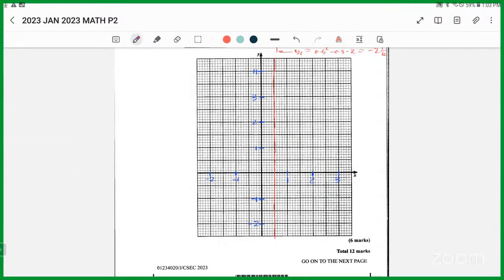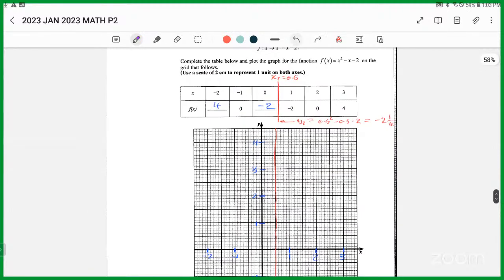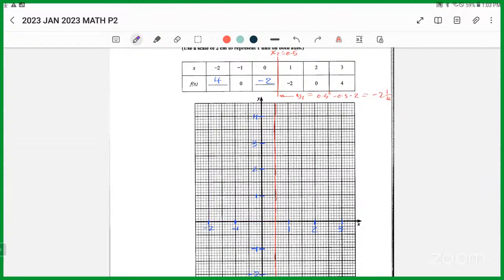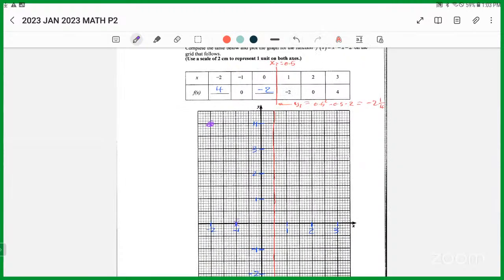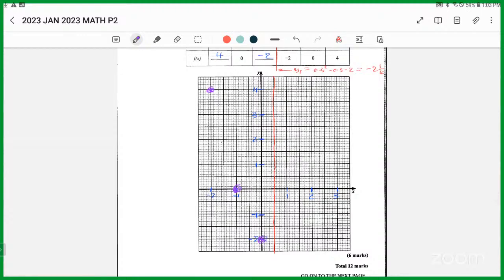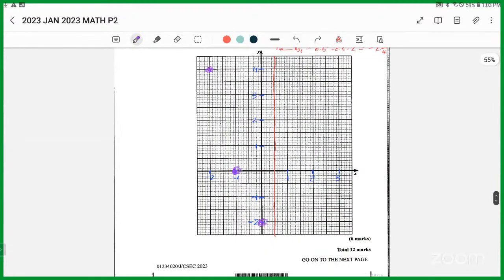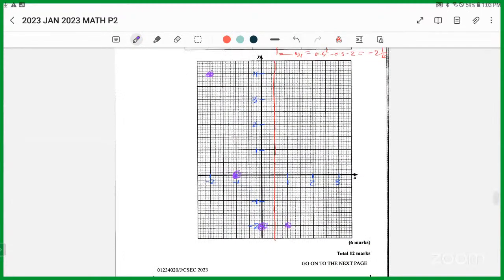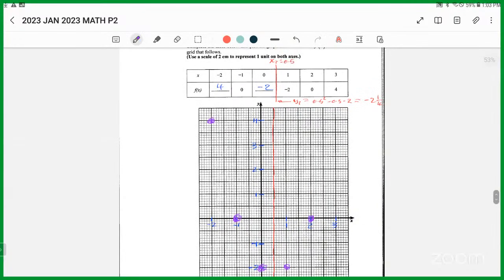Point to the first. So the first point is negative 2, 4. Up here. Negative 1, 0 is right here on the x-axis. 0, negative 2 is on the y-axis, right here. Negative 2, 0 is right here. Then 1, negative 2 is right here. Then 2, 0 is on the x-axis again, right here. Then 2, 4 is up here.